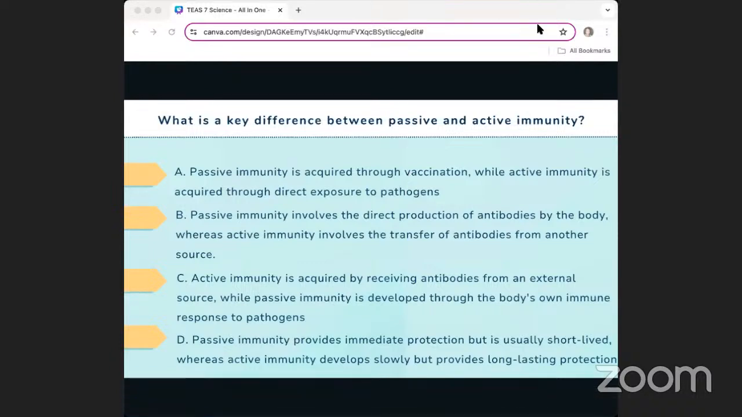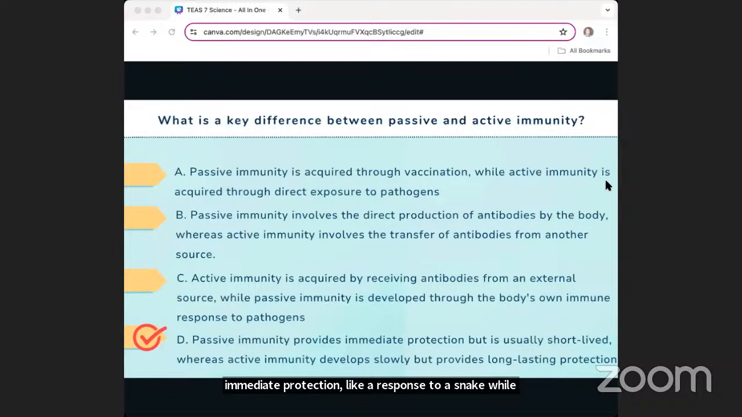All right, guys, I know that was a lot of reading for 1 minute, but it is 1 minute for one question. So what is the key difference between passive and active immunity? And the correct answer is D, which so many of you chose that I see. Remember, passive is quick and it's short. It's that immediate protection, like a response to a snake bite, while active is long lasting.